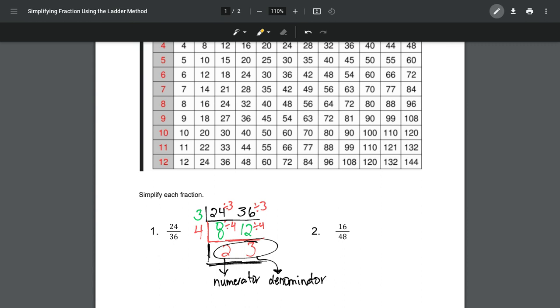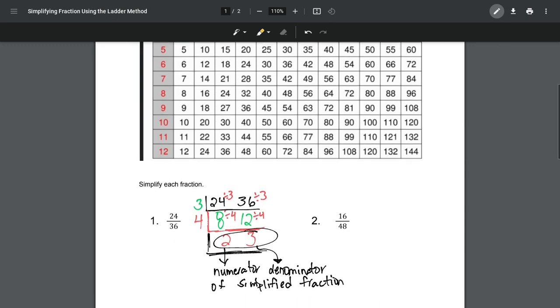But you only get the simplified numerator and denominator once you get to numbers or factors where the only thing that will go into them is a 1. So 24 over 36 in simplest form is 2 over 3, 2/3.